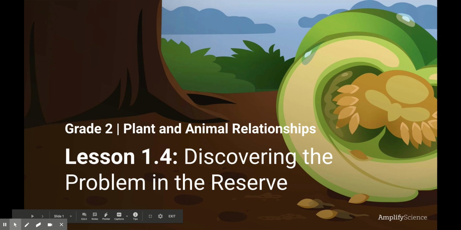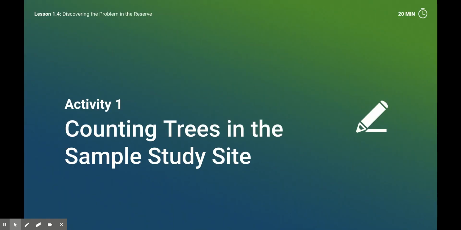Hey, boys and girls. So, we are going to continue to learn about plant and animal relationships. And today's lesson, we are going to discover the problem in the reserve. So, our first activity, we are going to be counting trees in the sample study site.